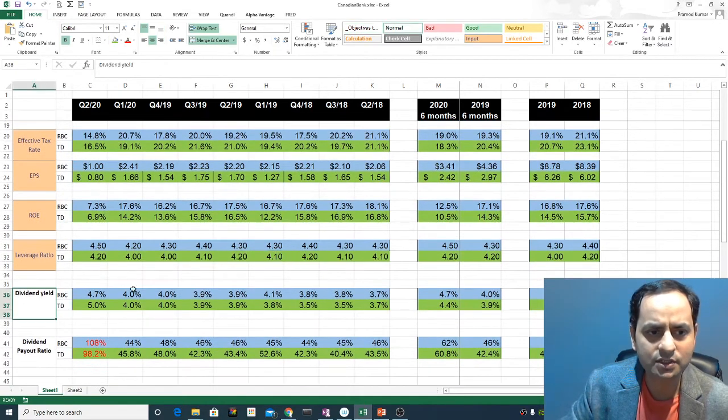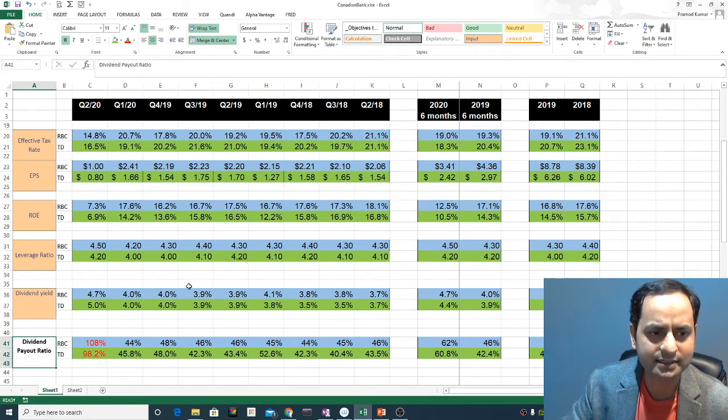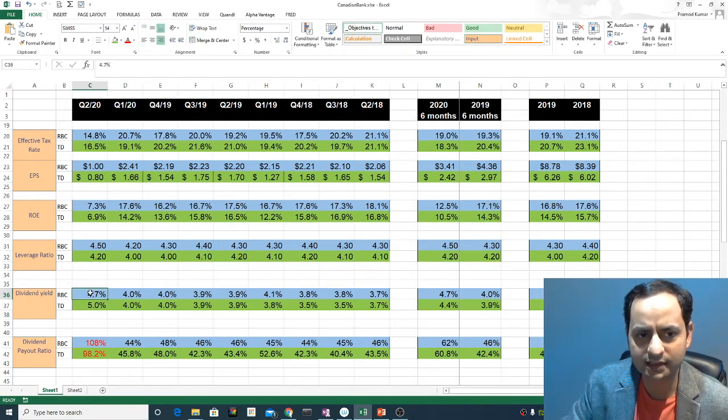Next is the dividend yield they are doing. This thing I want to highlight. If you remember yesterday, maybe I'll do these two things together. RBC announced yesterday 4.7%, and TD announced 1% more dividend, 5%, which comes as a surprise that the payout is almost 98.